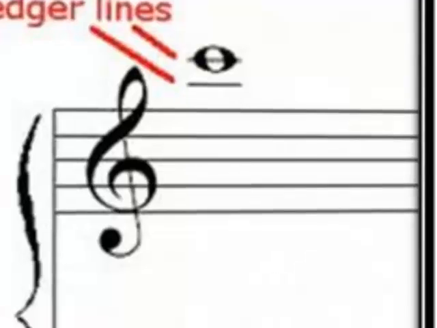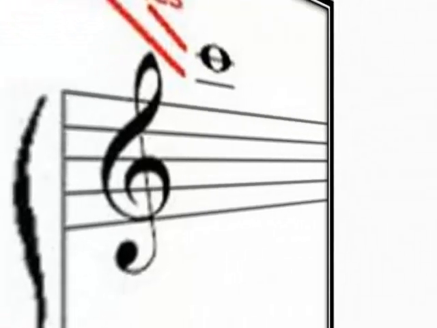Knowing where these ledger line C's are on the grand staff makes naming outer ledger line notes so much easier, because you can begin by counting the notes from those ledger line C landmarks.